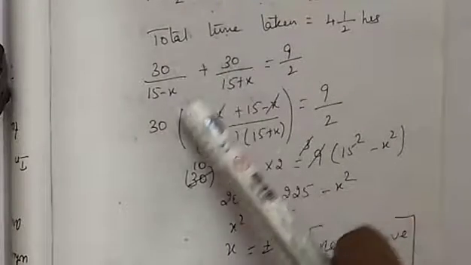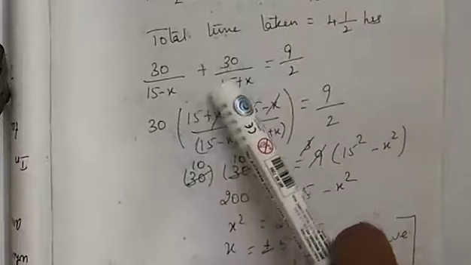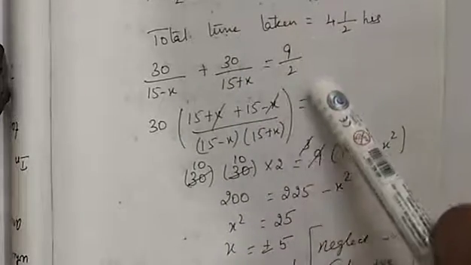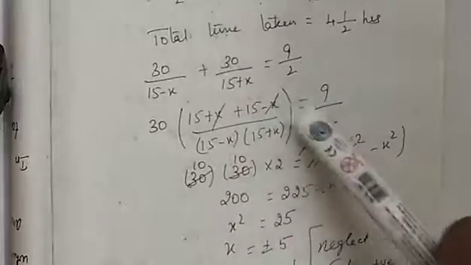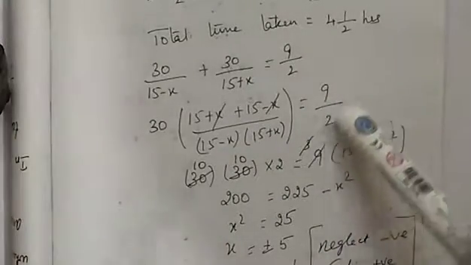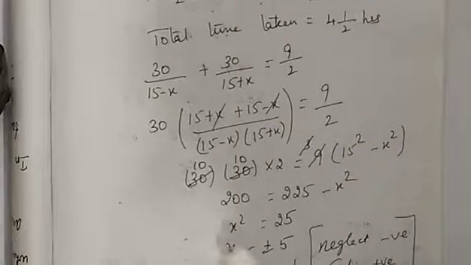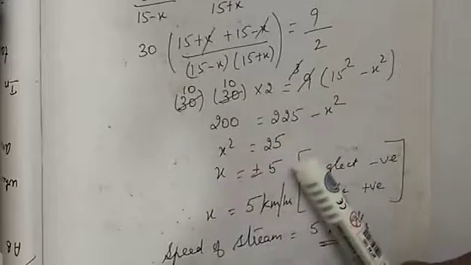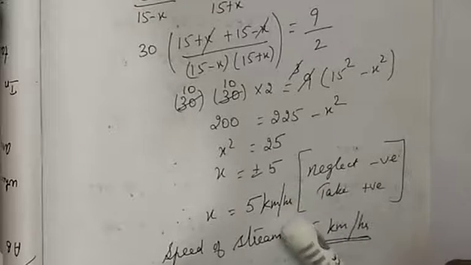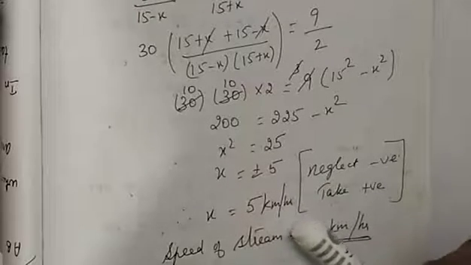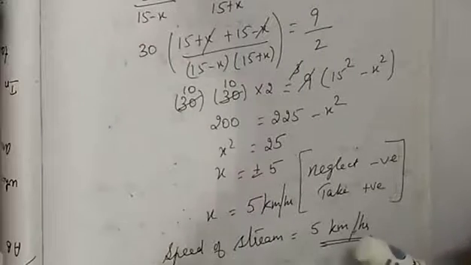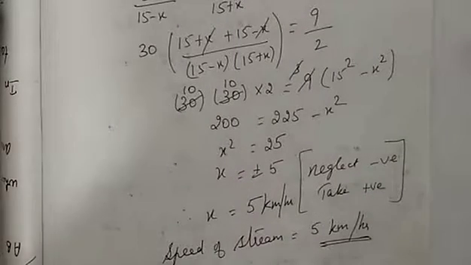So, write 30 upon 15 minus x plus 30 upon 15 plus x is equal to 9 upon 2. Now, take LCM and cross multiply and solve it. You will get the quadratic equation, so x square is equal to 25, x is equal to plus or minus 5. Neglect the negative one and take the positive. x is equal to 5 km per hour. What is x? Speed of the stream, that is 5 km per hour.